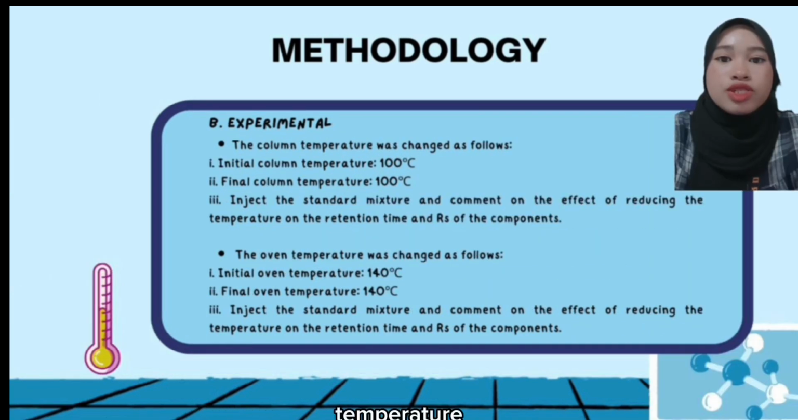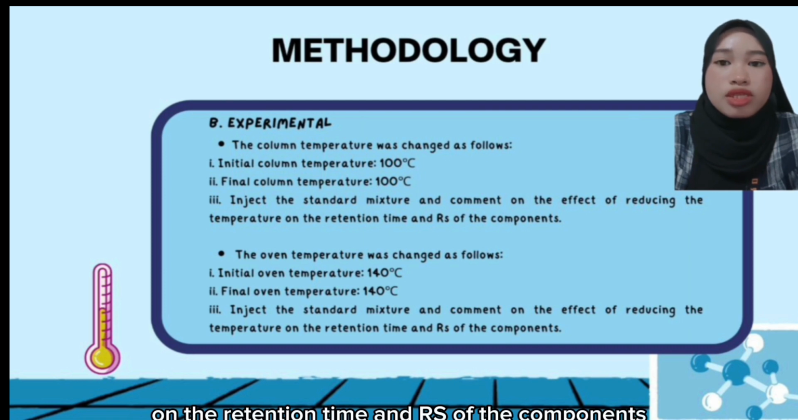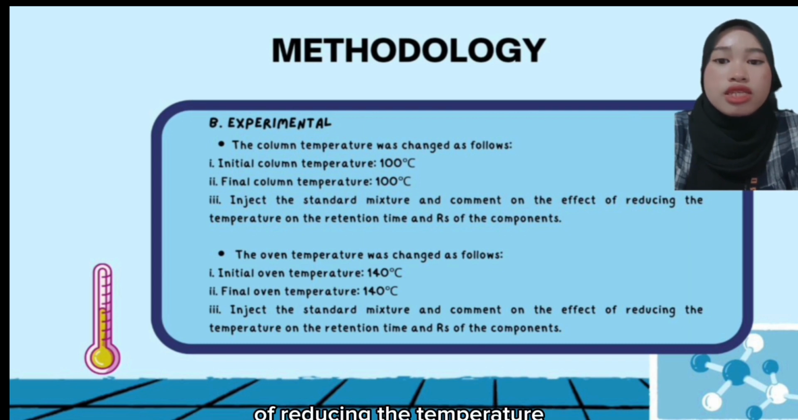Next, the column temperature was changed as follows. Initial column temperature to 100 degrees Celsius and final column temperature also 100 degrees Celsius. Inject the standard mixture and comment on the effect of reducing the temperature on the retention time and RS of the components. And the oven temperature was changed as follows, where initial oven and final oven both were set to 140 degrees Celsius. And inject the standard mixture and comment on the effect of reducing the temperature on the retention time and RS of the component.